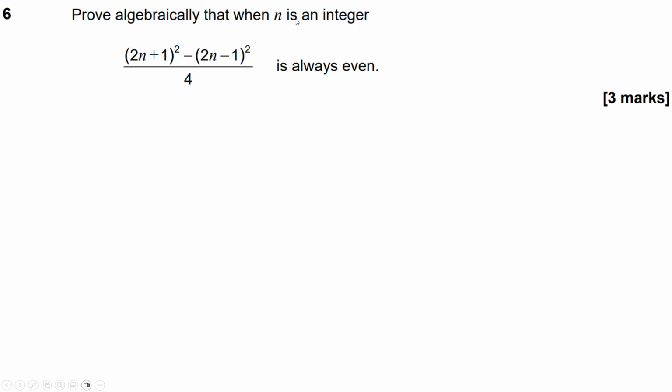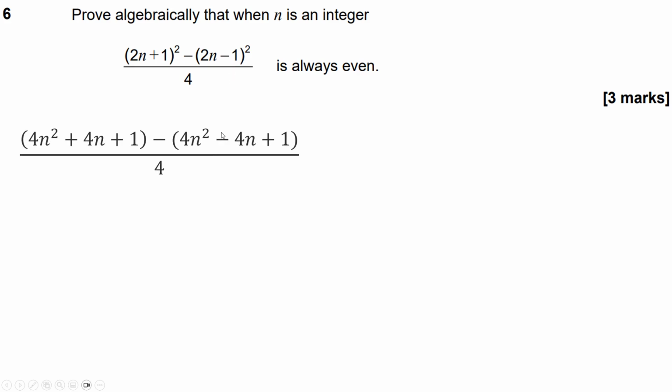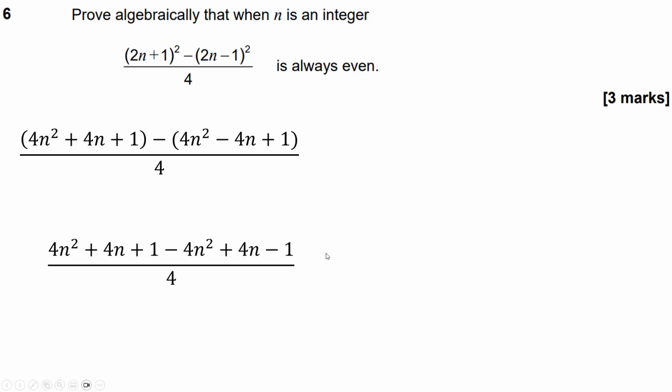Prove algebraically that when n is an integer, this is always even. So just expand, so 4n squared plus 4n plus 1 minus 4n squared minus 4n plus 1. Careful, so this minus sign distributes across the entire bracket, so it's minus 4n squared, add 4n, take away 1. Okay, and then just do that. So 4n squareds cancel. You've got 8n, the ones cancel. So 8n over 4, which is just 2n, therefore always even. You need this last statement to get the last mark.